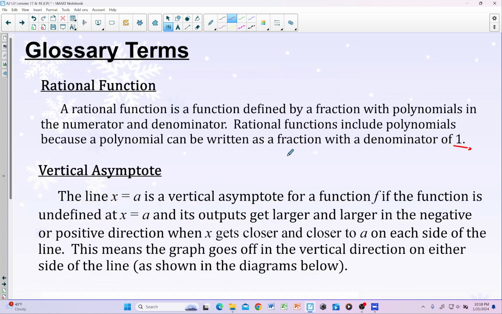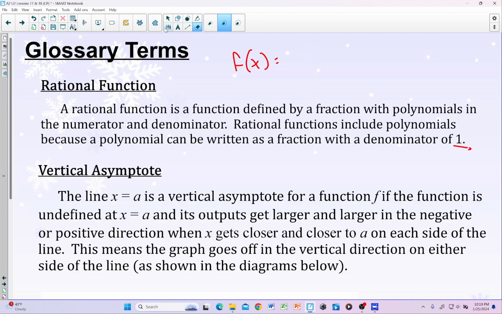So even though, yes, I could have a function like f of x equals 2x plus 3 over 5, that is technically a rational function, but because there's no variable in the denominator, this is not going to behave any differently than, say, a linear function. This is a line.